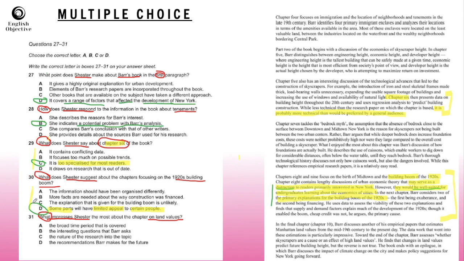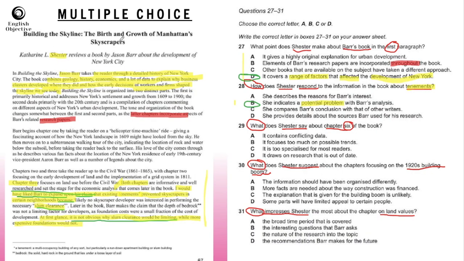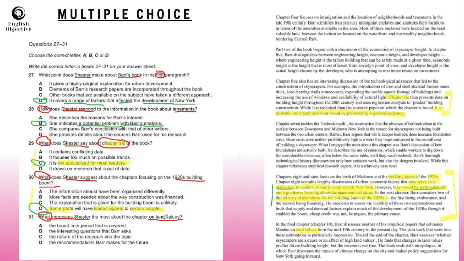What impresses Chester the most about the chapter on land values? So once again, I'm going to try to find land values. I'm going to scan the text looking for the keywords land values. If I couldn't find this keyword here, I would just go to the very beginning of the text and start scanning from the very beginning looking for land values. All right, so we found it just at the end, and I'm going to read that in detail.